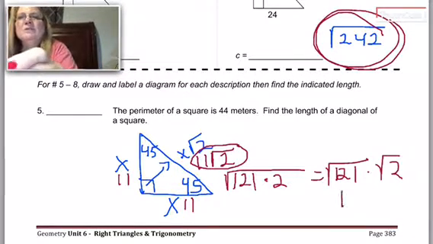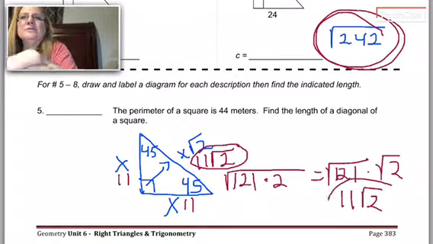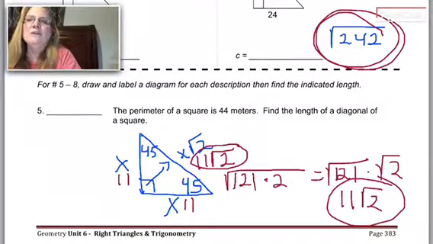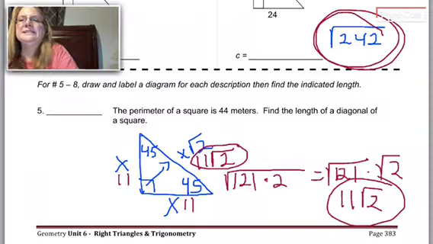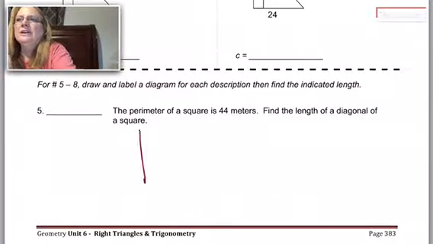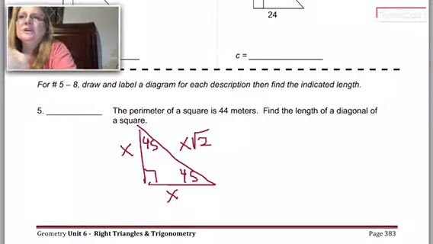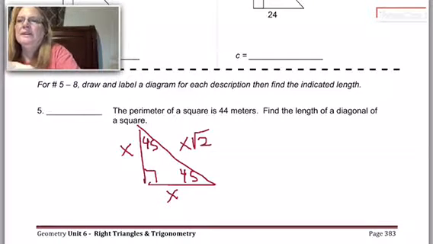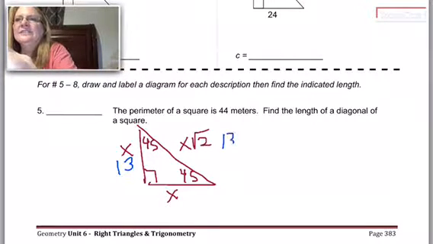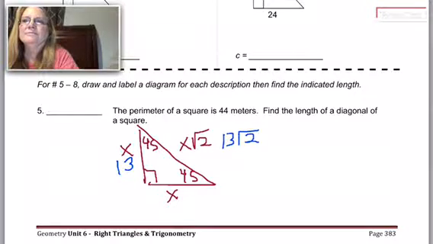And the square root of 121 is 11 times the square root of 2. Okay, but what we want to do is work with the patterns because it saves us a lot of work. Anytime you have a right triangle with the angle measurements 45, 45, and 90, we have x, x, x times the square root of 2. So if you have a problem and you know that the length of this side is 13, that means the length of this side is 13 times the square root of 2.